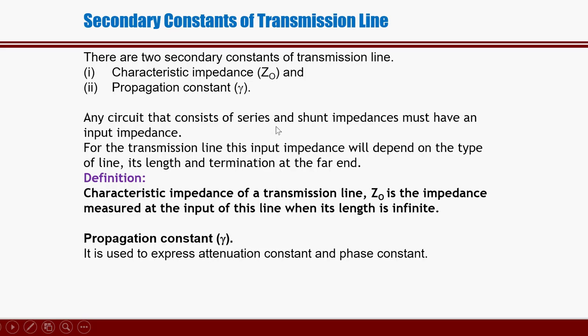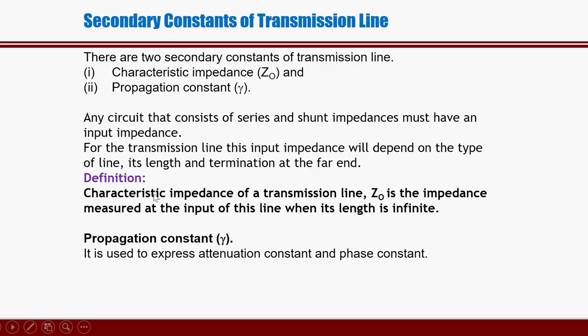Any circuit consists of shunt and series impedances, because as we have L, R, G, C, we have series impedance as well as shunt impedance. So there is an overall input impedance present for every transmission line, and it is different for different transmission lines. That input impedance depends upon the type of the line, its length, and its termination at the far end. That impedance is known as the characteristic impedance of the transmission line.